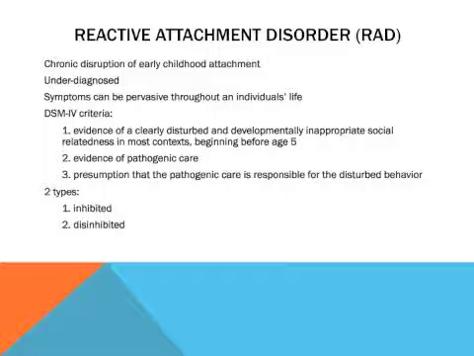The first criteria is evidence of a clearly disturbed and developmentally inappropriate social relatedness in most contexts beginning before the age of 5. The second one is evidence of pathogenic care, and the third one is presumption that the pathogenic care is responsible for the disturbed behavior. And there are 2 types of RAD. The first is inhibited and the second is disinhibited, and unfortunately they didn't provide us with definitions of what those are.